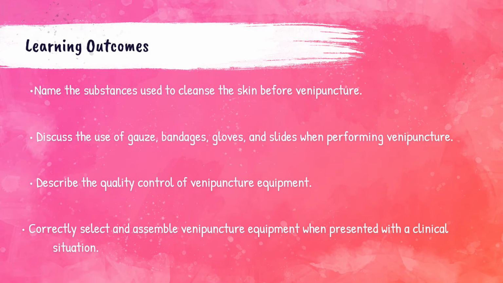Also, you'll be able to name the substances that are used to clean a patient's skin before venipuncture, as well as the use of gauze, bandages, gloves, and slides when performing a venipuncture procedure. You'll be able to describe the quality control of the venipuncture equipment, and lastly, you'll be able to correctly select and assemble venipuncture equipment when presented with a clinical situation.